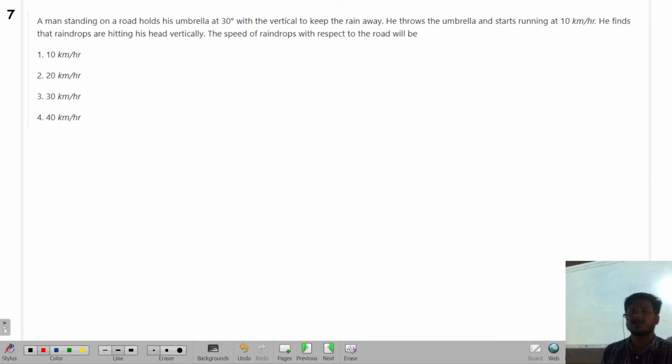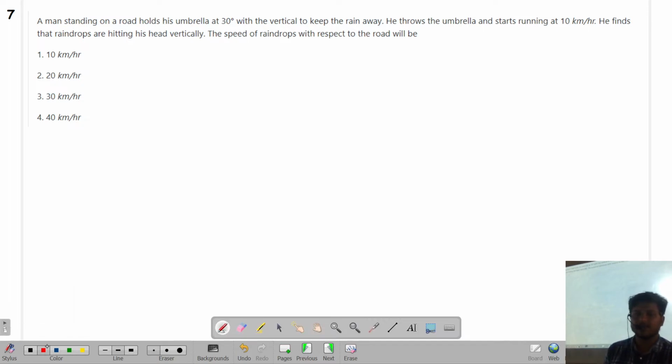What is this question saying? A man is standing on the road, holds the umbrella at 30 degree to keep the rain away. So try to understand where the original direction of rain is. What is the velocity of man when he is standing on the ground? Zero. At that time, rain will hit at its original direction or not? So originally the rain is hitting at what angle? 30 degree.